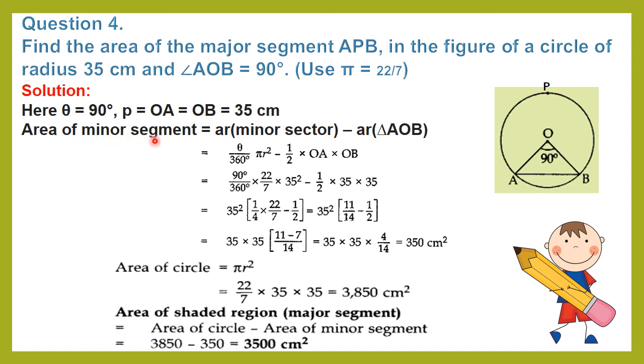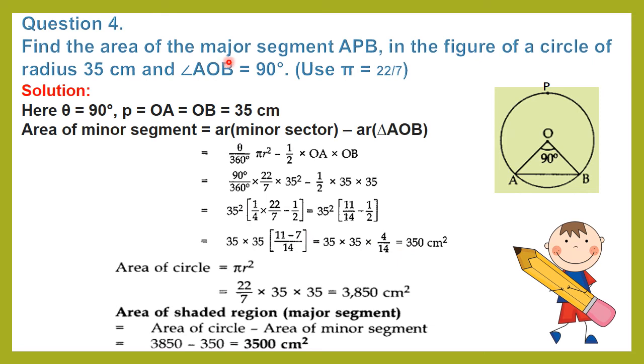Now here we have to first of all find area of minor segment. Area of minor segment means area of minor sector minus area of triangle. So area of minor sector, you know, theta upon 360 degree into pi r square, minus area of triangle, you know, it's a right triangle. So half base into height. Just substitute the values. After calculation, you will be getting 350 centimeter square as the area of minor segment.